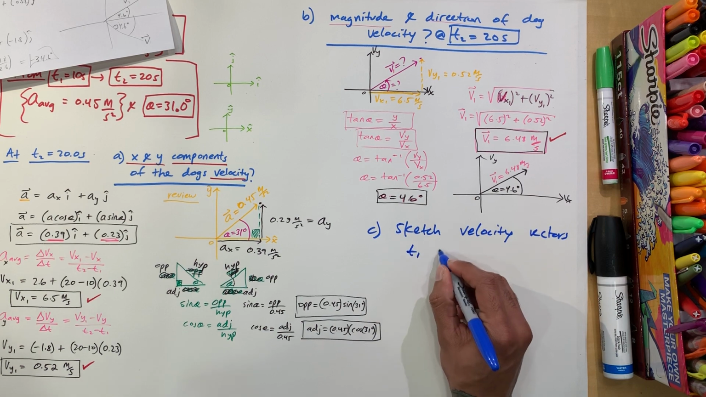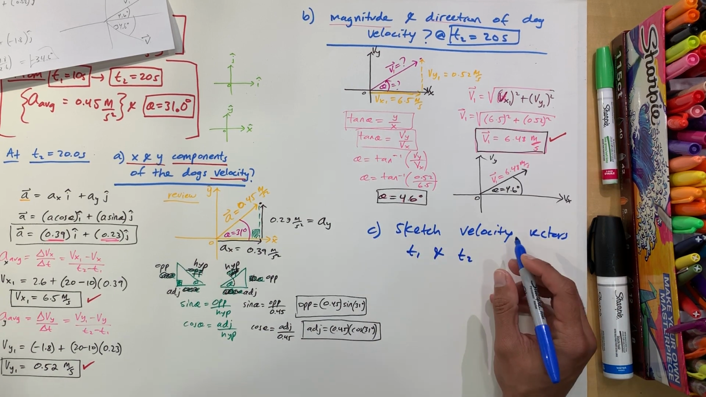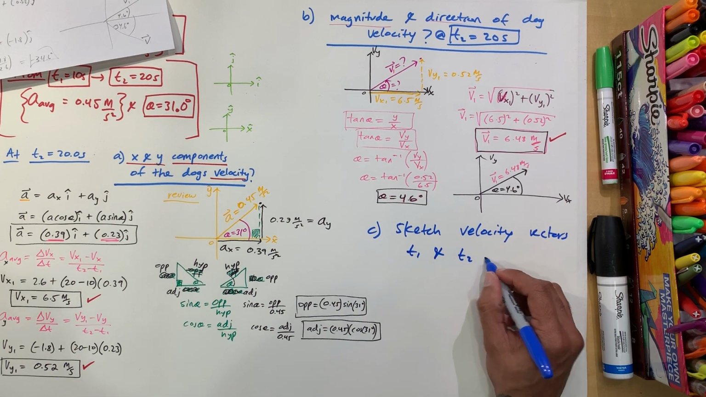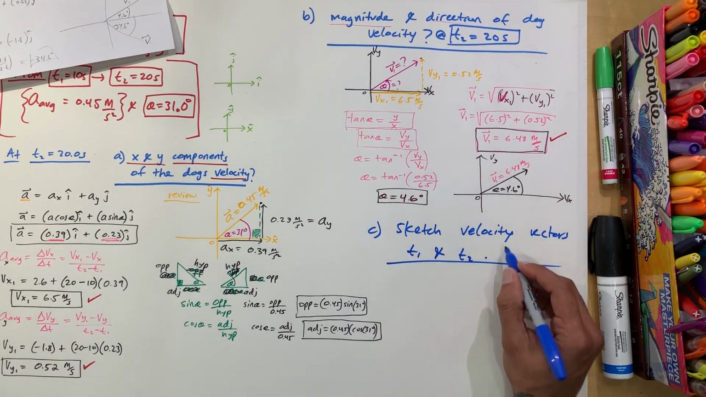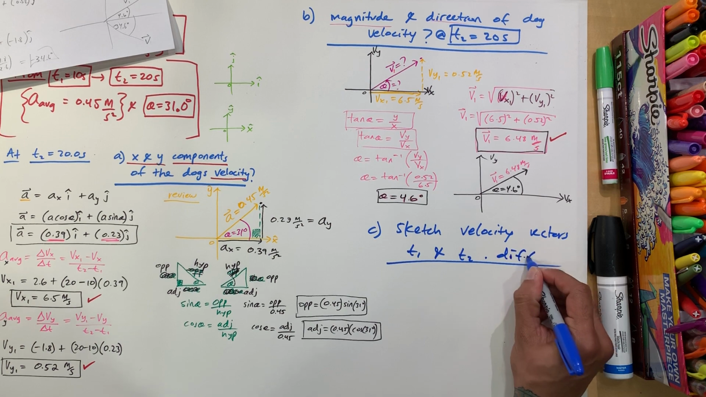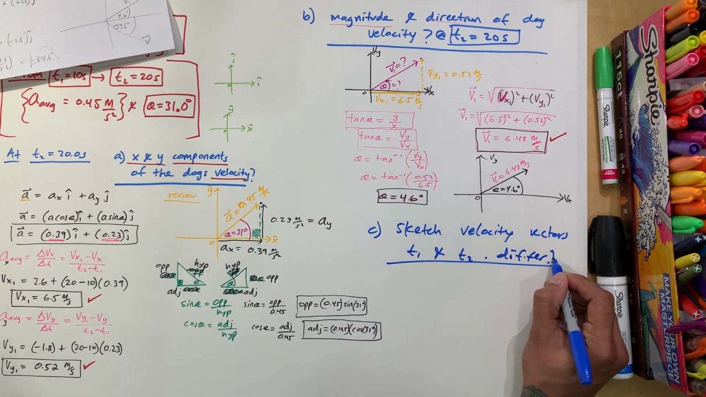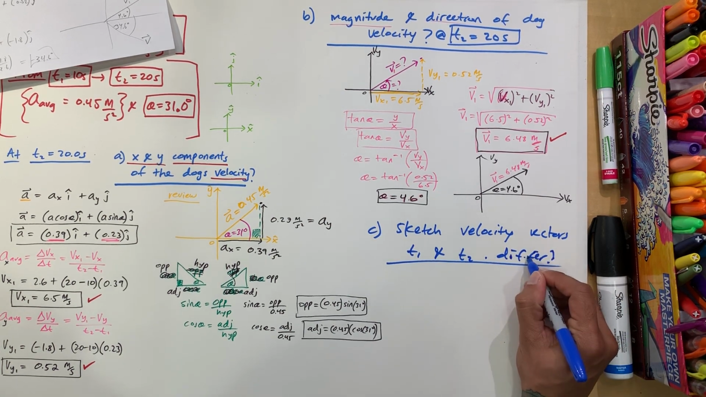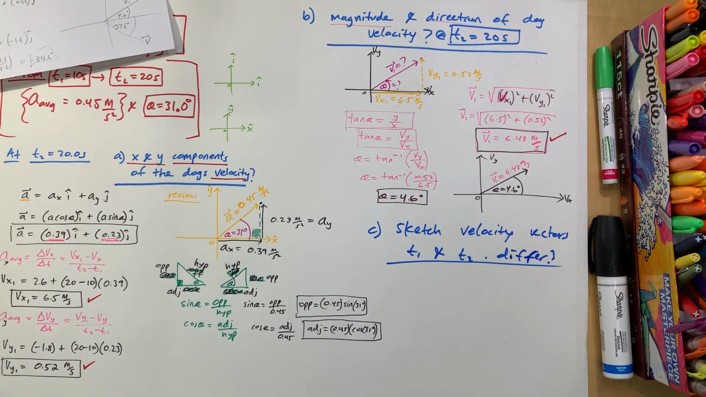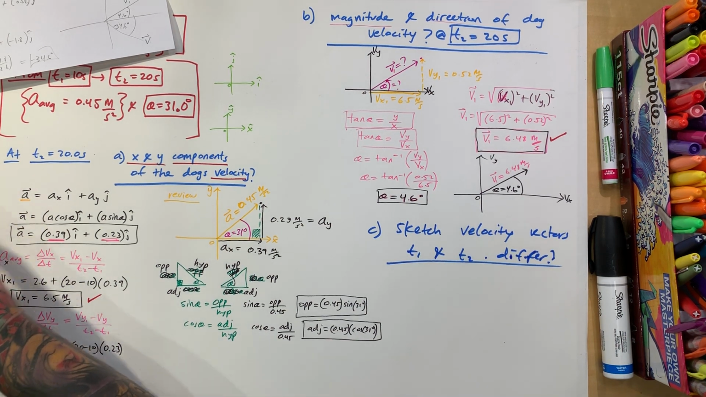Okay, T1 and T2. How do these two vectors differ? Okay, so how do they differ? Whatever. Let's take a look. All right, so we're gonna see what we're gonna need first. All right, so let's write out.